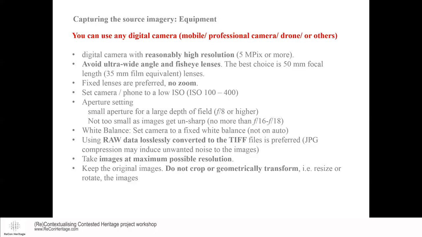In terms of aperture, if you're using a camera, then you want to set your aperture between f8 and f16. So a small aperture to give you lots of depth of field. However, if you're using a mobile phone, you probably can't set your aperture, because most mobile phones have a fixed aperture lens.